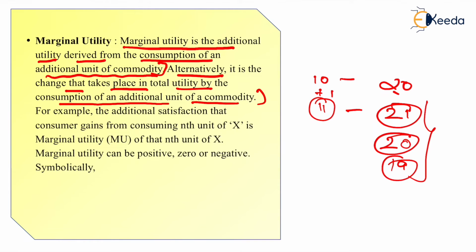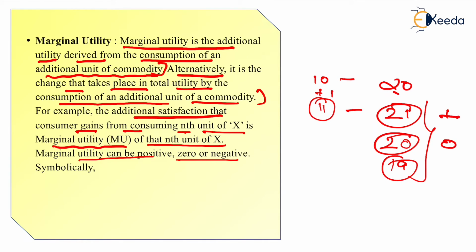So this change is figured out only via marginal utility because of the additional unit that you consume. For example, the additional satisfaction that a consumer gains from consuming the nth unit, that is the additional unit of x, is the marginal utility, MU, of that unit of x. Marginal utility can be positive, zero, or negative. Positive means it is adding up, negative means it is going down, and zero means it stays the same. So in here 21 will be positive, 20 will be zero, and 19 will be negative.